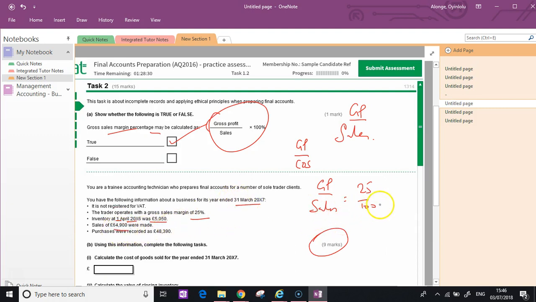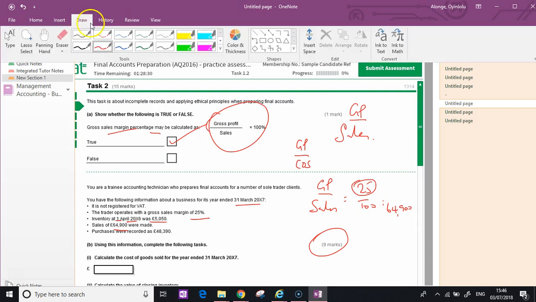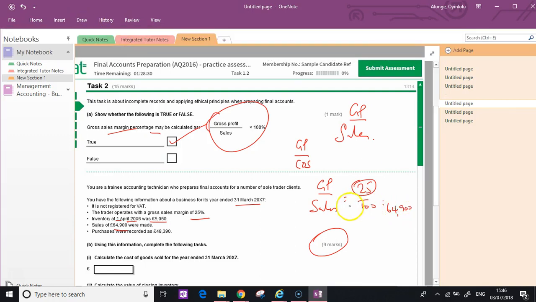So revenue is 64,900. So if revenue is 64,900 and gross profit is 25%, I can find, I'm just going to use a different pen, cost of sales, right? Easily. I mean, cost of sales is 75%, right? Because sales minus gross profit is, well, sales minus cost of sales is.